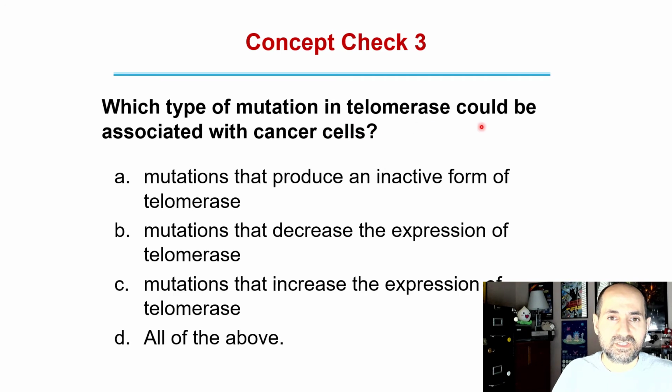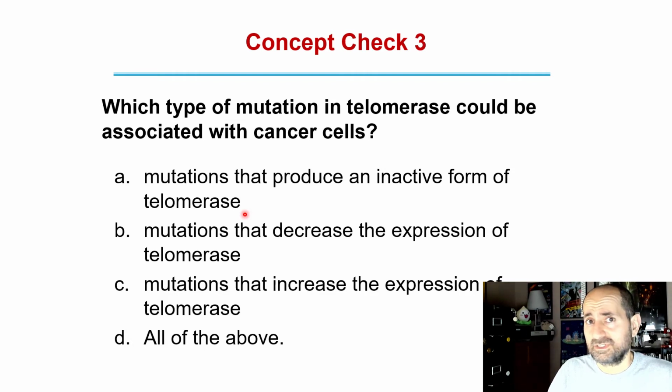Which type of mutation in telomerase could be associated with cancer cells? Okay, mutations that produce an inactive form of telomerase can cause cancer? No. I mean, if you don't have telomerase, then the cells can't replenish their chromosomal ends. They can't extend their telomeres, so the cells are not going to become immortalized. Mutations that decrease the expression of telomerase? No. Again, that's not going to help you fix your chromosomal ends and become immortal.